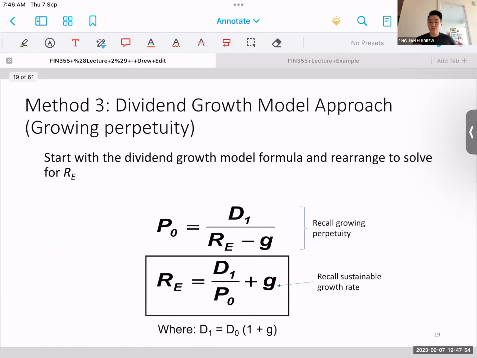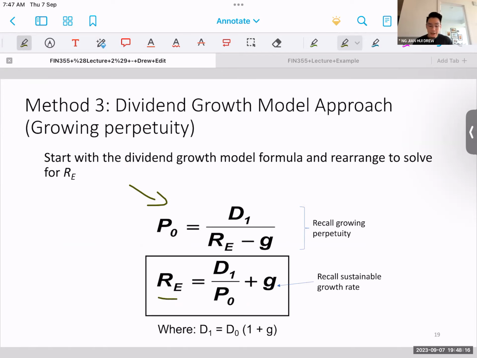All right, so much about method 2. Now the last method is going back to your growing perpetuity. Hopefully you have done the recap if you're not too familiar from the last lecture. But if we rearrange the growing perpetuity formula, we can actually pass out the RE that's here, right?